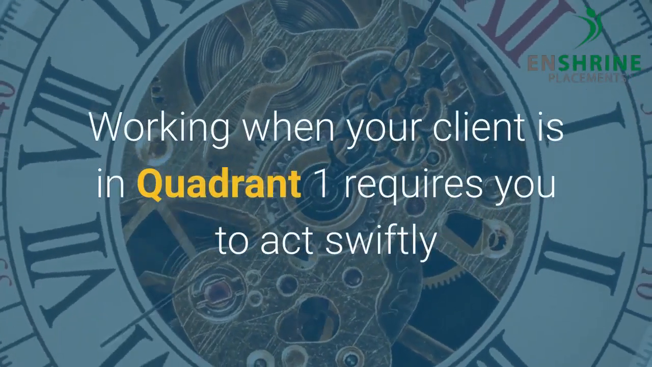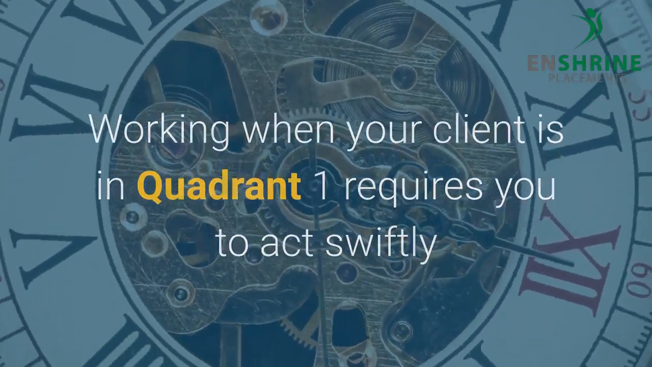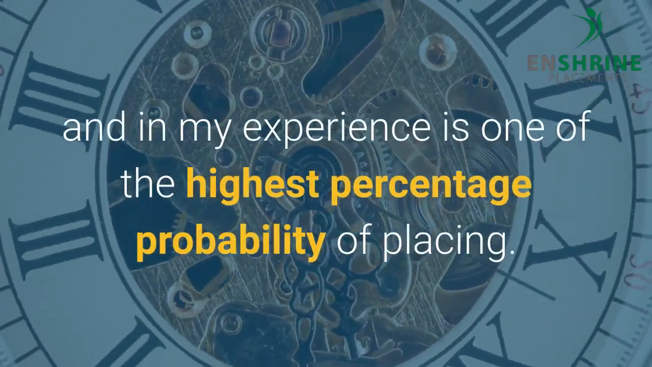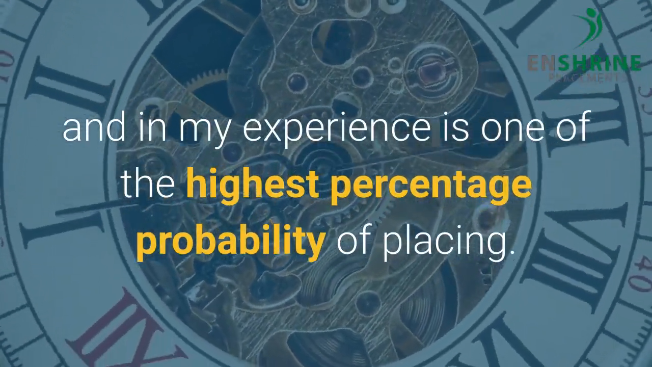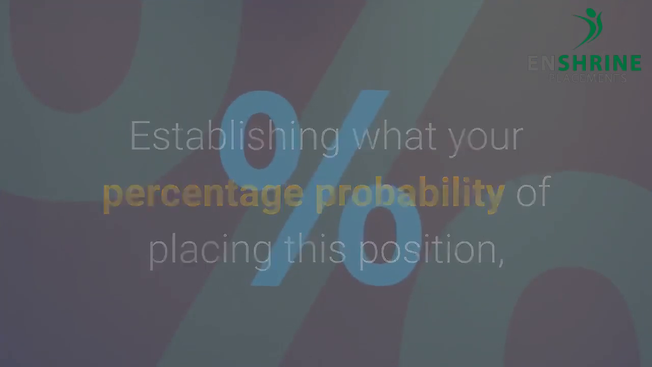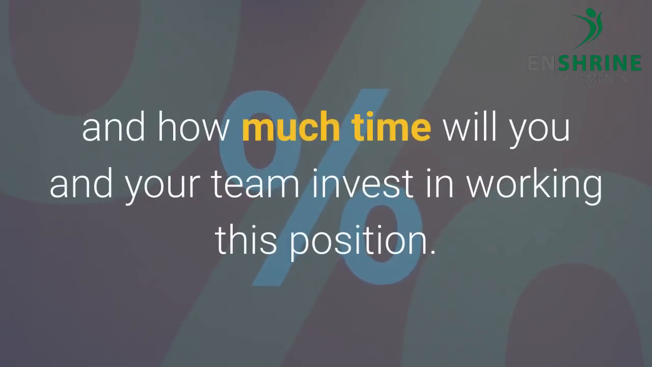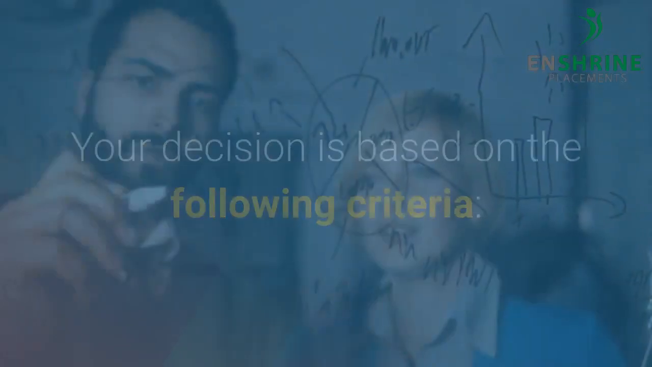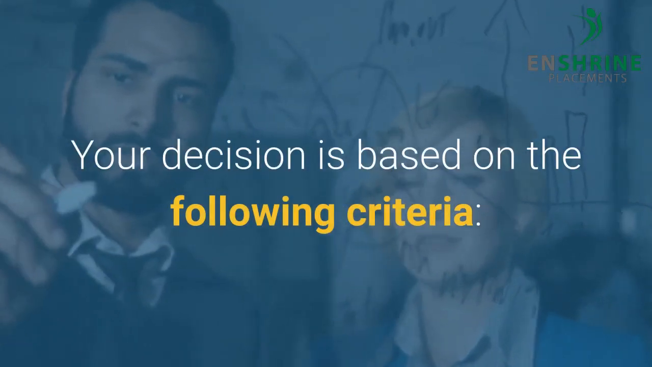Working when your client is in Quadrant 1 requires you to act swiftly and in my experience is one of the highest percentage probabilities of placing. Establish your percentage probability of placing this position, and how much time you and your team will invest in working this position. Your decision is based on the following criteria.